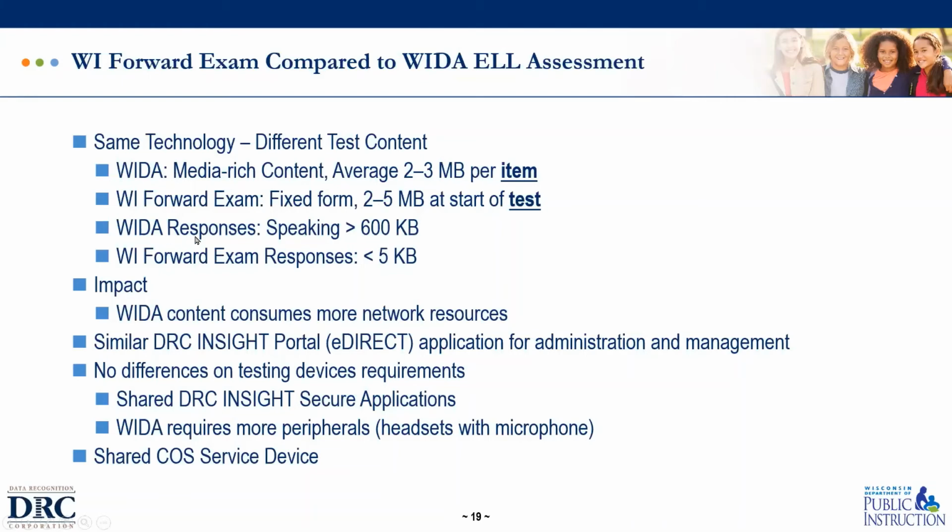The other difference is just to note that the WIDA ACCESS test has a speaking component to it for one of the tests, a speaking test, where we actually are capturing the student's audio response. That's going to be a little bit bigger. It's about 600K going over the network back to DRC. But again, likely fewer of those students taking that at the same time. So again, the biggest impact is really more to your network resources. You're using the same DRC Insight portal. WIDA brands it as WIDA AMS, but it's the same application, same functionality for administration and management.